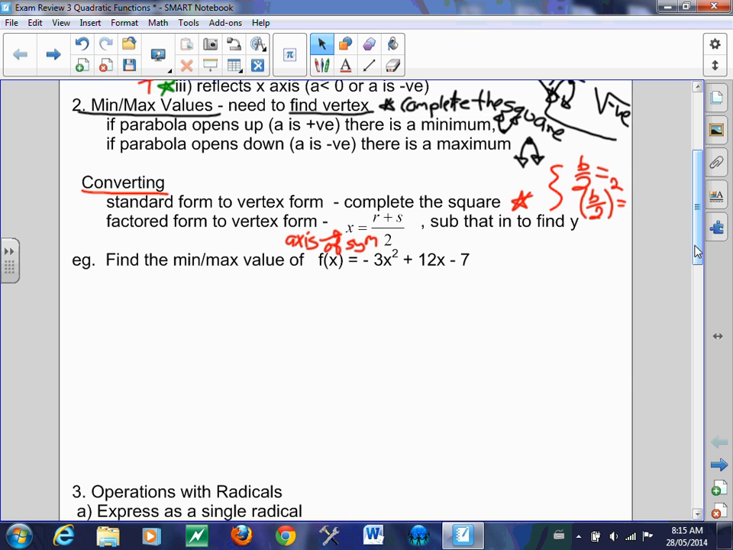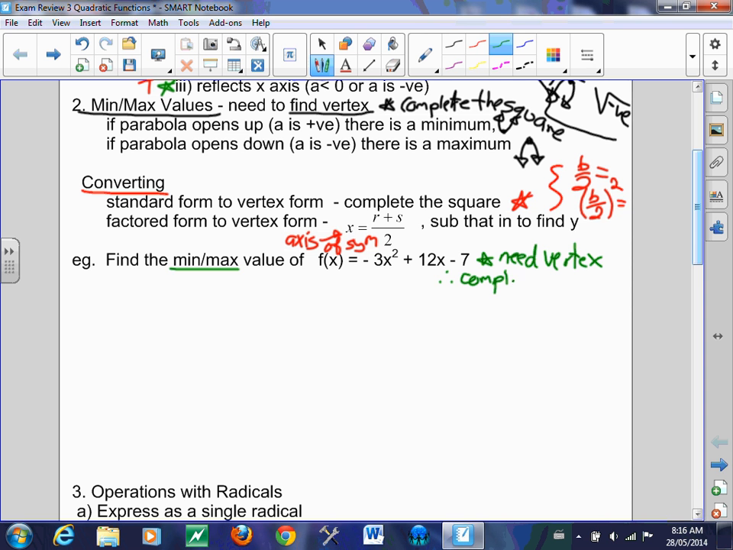All right, so it says, find the min-max value of this expression, f at x equals negative 3x squared plus 2x minus 7. So what do we need in order to get a min-max value? Hopefully you realize you need the vertex, because that's where it's located. So what are we going to do there? Therefore, we are going to complete the square. Start with f at x. If you want to change it to y equals, that's okay, but function notation is still fine.